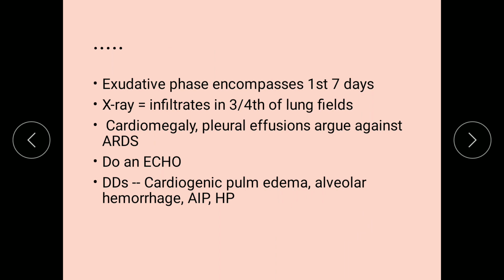As we said earlier, this exudative phase occurs during the first 7 days, and X-ray will show infiltrates in more than 3/4 of the lung fields. And when the patient has cardiomegaly, pleural effusion, these are points against ARDS, because the differential diagnoses for ARDS are cardiogenic pulmonary edema, alveolar hemorrhage, acute interstitial pneumonia, and hypersensitivity pneumonitis, of which cardiogenic pulmonary edema can be easily ruled out when the patient has cardiomegaly and pleural effusion. If there is any doubt, you can go for an echo to rule out the cardiovascular causes.